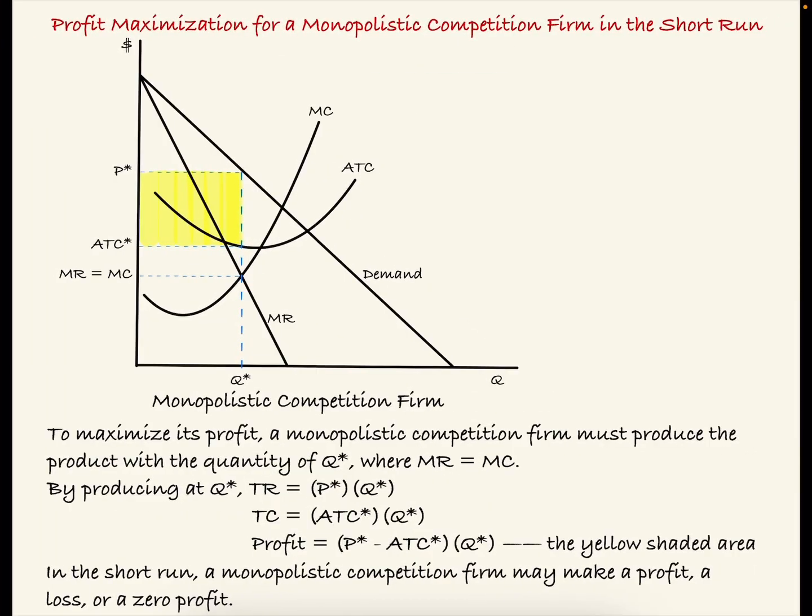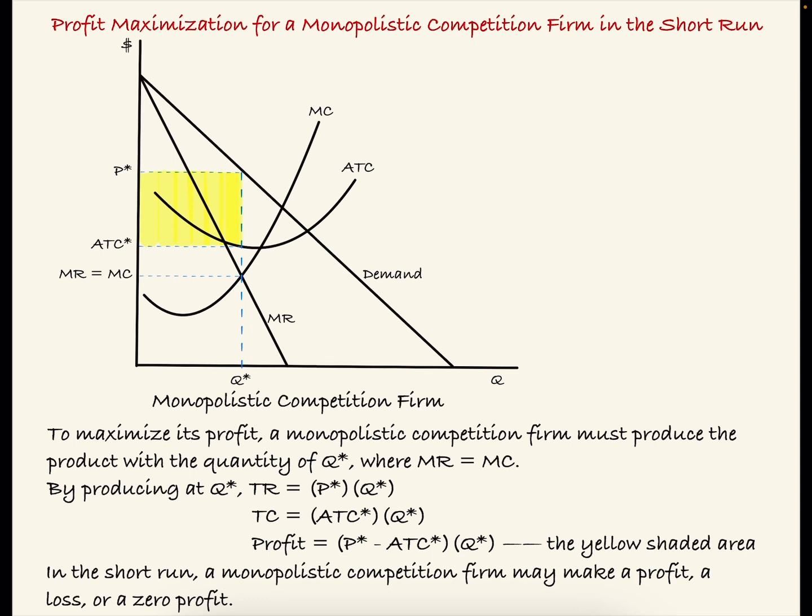Let's take a look at profit maximization for a monopolistic competition firm in the short run. To maximize its profit, a monopolistic competition firm must produce the product with the quantity of Q star, where MR, or marginal revenue, equals MC, marginal cost. With Q star, we must also find P star, and we use the demand curve. We find the price that corresponds with our Q star, and thus we find P star.